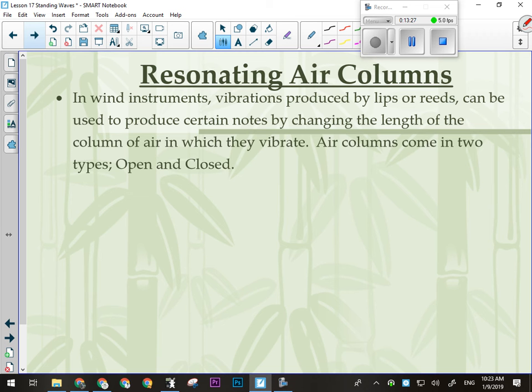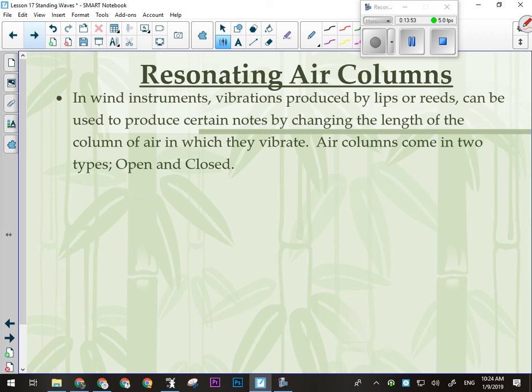But anyway, the vibration of your lips is amplified by the shape of the horn. The shape of the horn allows standing wave patterns to be set up within the body of the horn, and then of course the sound exits out through the end of the horn. So we get air columns to resonate and make those sounds.